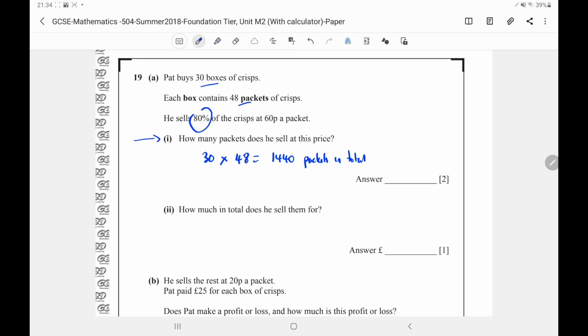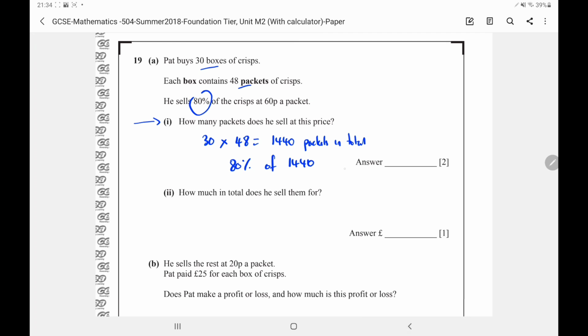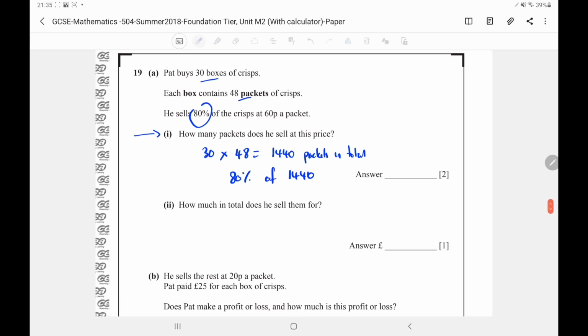But you want to see how many packets he sells at 60p a packet. So that was 80% of the total. So 80% of 1440. Whenever you do that in the calculator, 80 divided by 100 times by 1440, you get 1152.